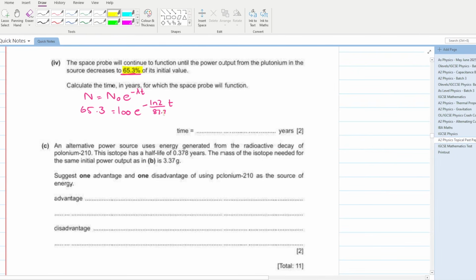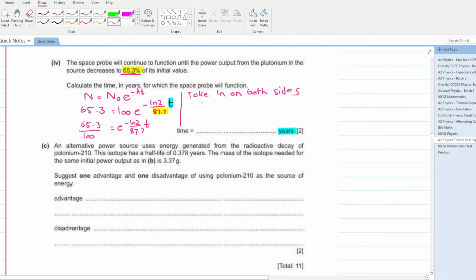Now you will notice that I haven't converted my answer from years to seconds. Why? Because I have to give my final answer of time in years as well. So I have just kept it like this. Now bring this 100 towards the denominator. 65.3 divided by 100 is equal to e to the minus ln2 over 87.7 into t. Now let's take ln on both sides.